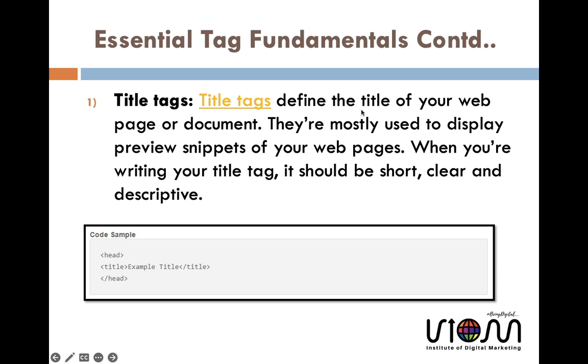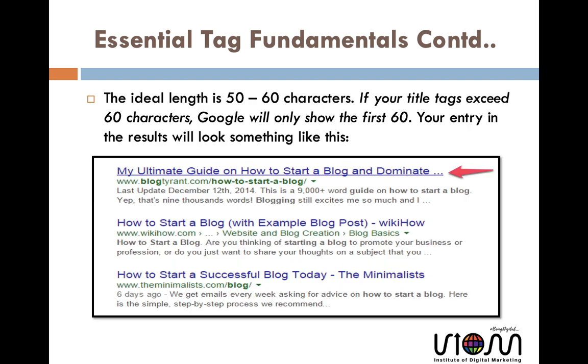So title tag defines the title of your web page or a document. They are mostly used to display a preview snippet of your web pages. When you are writing your title tag, it should be short, clear and descriptive. So how long should your title tag be? It should be between 50 to 60 characters. Characters also include your spaces, okay? And if the title tag exceeds 60 characters, Google will only show the first 60.